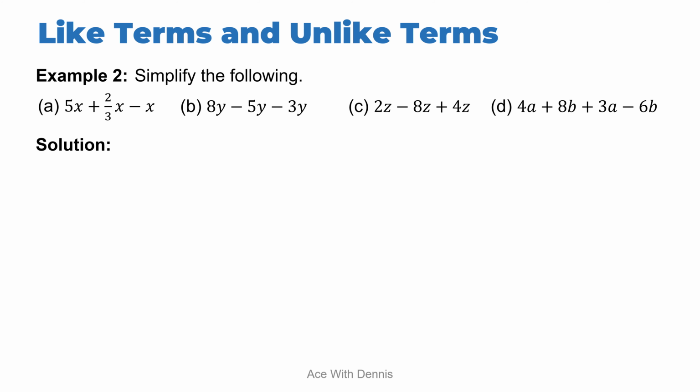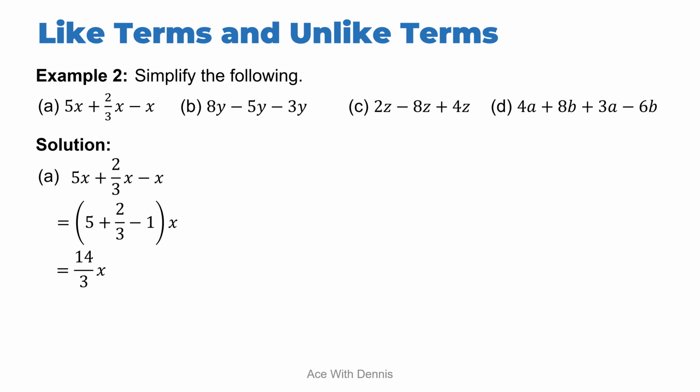Here is the solution. For A, 5x plus 2 over 3x minus x. So for this case, all the three terms here are like terms because they have the same letter of x with the same power, which is 1. Hence, we just need to add their coefficients together. So we get bracket 5 plus 2 over 3 minus 1 x. And the answer is 14 over 3x.